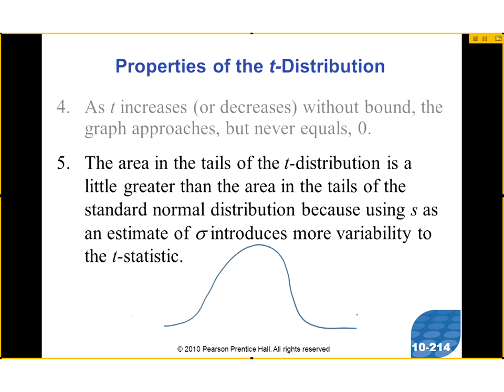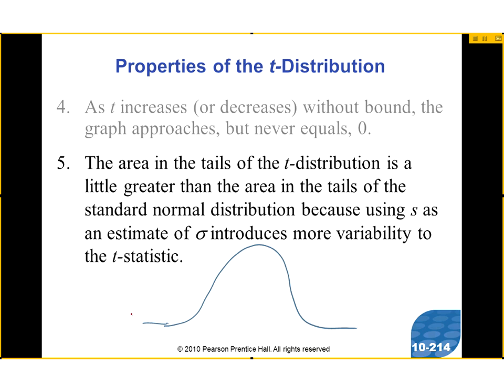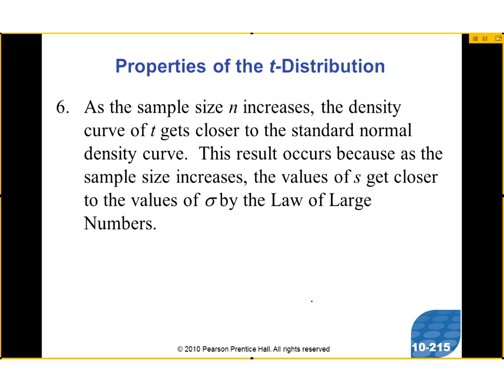So let's say that's your normal distribution, and that is badly drawn. If you were to draw the t, you'd probably see something like this. But the whole point is that the area in the tails is greater. And the reason that's true is, if you're using s as an estimate of sigma, there's going to be more variability in the t statistic.